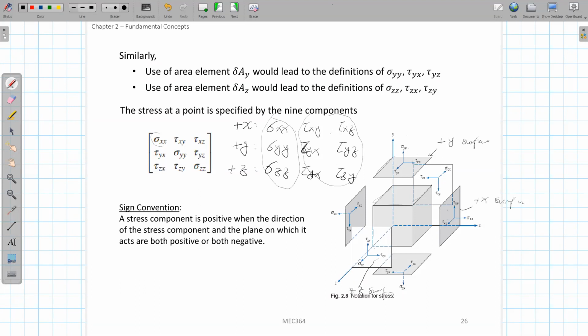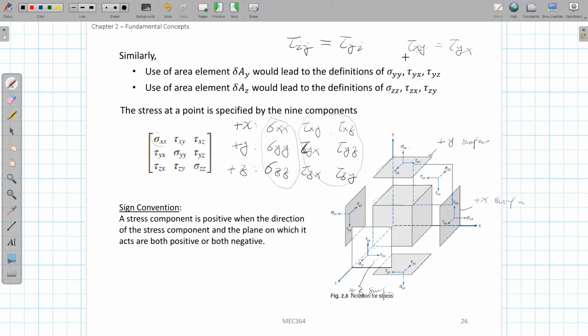And one correlation, which we can obtain later, is that tau ij will be equal to tau ji. This i and j can be any of x, y, z. What does this mean? This means the shear stress is symmetric about these two indices. So if I switch the order of x and y in tau xy, it will equal tau yx.